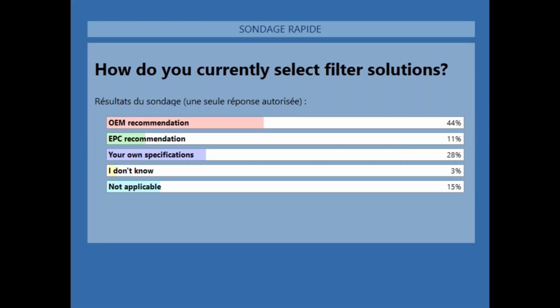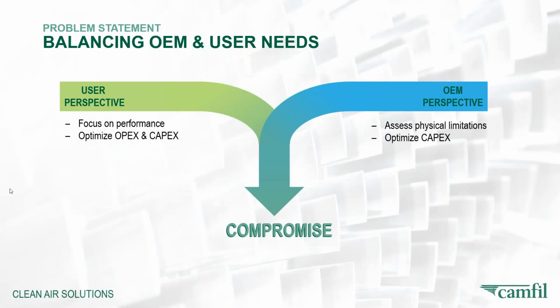Because if we look at trying to find the right solution for a gas turbine application, it is actually a balancing act that needs to take place between the original equipment manufacturer and the end user. They both have a little bit of a different perspective. The OEM will assess what the physical limitations and physical constraints are that I need to consider for the gas turbine I'm going to supply. And of course, their focus is mainly on optimizing their own capital expenditure, because they want to sell their engine to the end user.